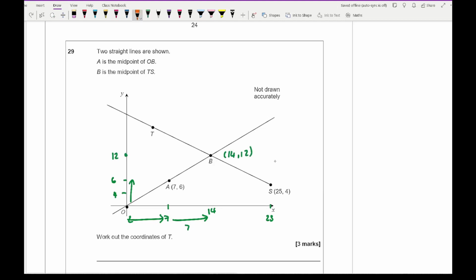Then comparing it from this point here, if I look at the dimensions of this particular triangle, we can see that going from 14 to 25 is 11, and going from 4 to 12 is going to go up 8. So then if I draw the same triangle of 8, 11, I need to take away 11 from 14, which gives me an answer of 3, and I need to add 8 to 12, which gives me 20. So the coordinate of T is going to be at 3, 20. And that's the end of this particular paper.